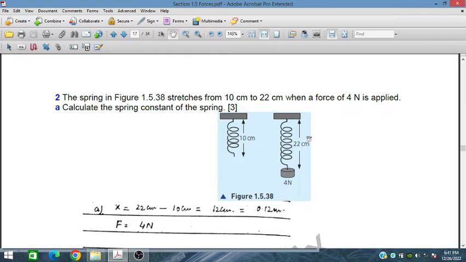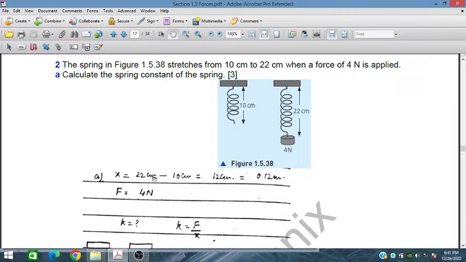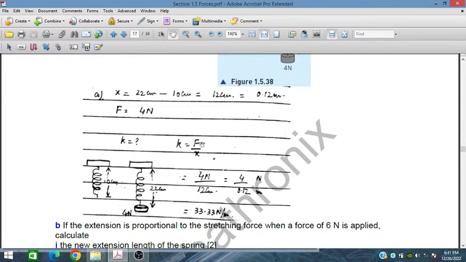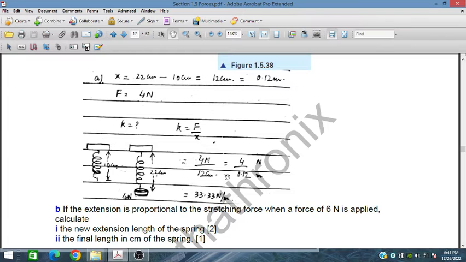The spring in figure 1.538 stretches from 10 centimeters to 22 centimeters when a force of 4 Newtons is applied. Calculate the spring constant of the spring. So this is 22 centimeters minus 10 centimeters, so the extension is 12 centimeters, and 4 Newtons is applied. So k is equal to F upon x, so 4 Newtons divided by 0.12 meters, so this is 33.33 Newtons per meter. So this is the spring constant.